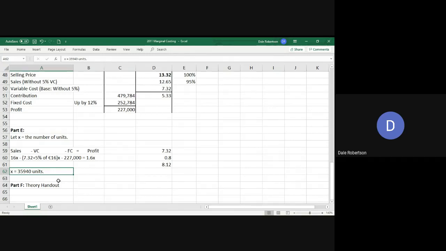Part F is a little theory part, which you can check your theory handouts on. This is a good standard question for you to practice and get a hold of before we look at some of the more complicated ones.